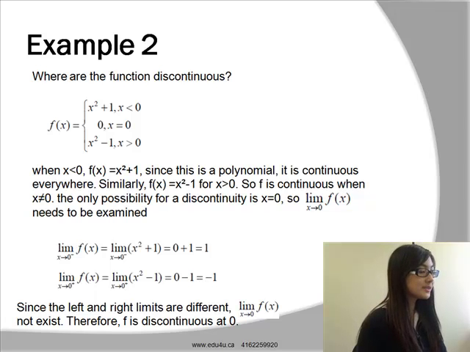What we do is we take the limit from the left side of 0, and then we take the limit from the right side, and we see if they are equal. If they are, then it is continuous. If not, then it's discontinuous.